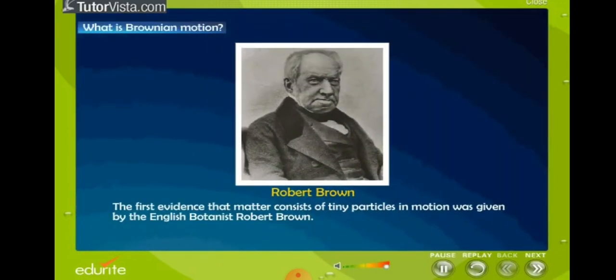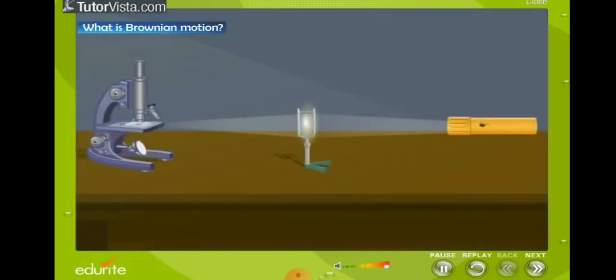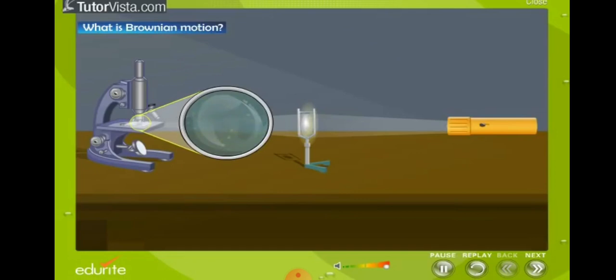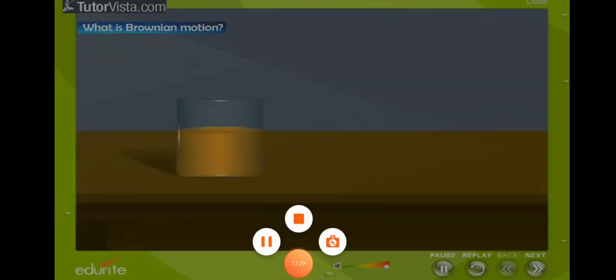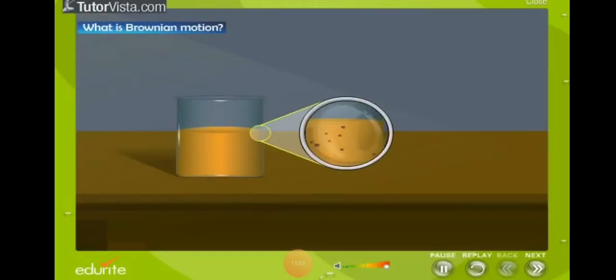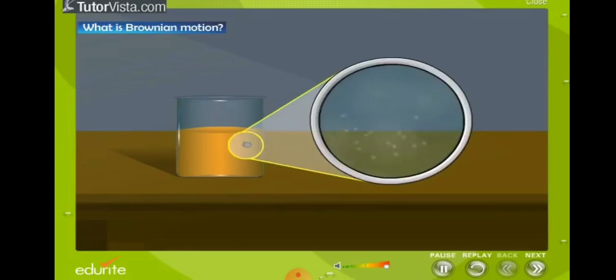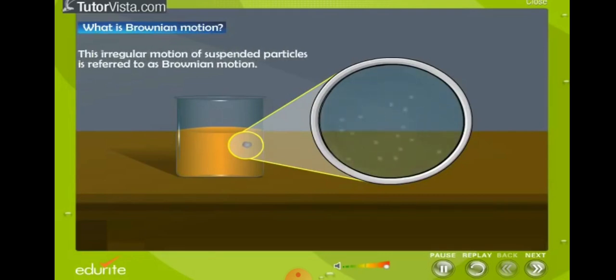Brownian motion. The first evidence that matter consists of tiny particles in motion was given by the English botanist Robert Brown. When Robert Brown was studying pollen grains suspended in a liquid using a microscope, he discovered that the pollen grains were dancing to and fro in a random manner. Similar haphazard motion can also be observed when small colloidal particles suspended in a liquid are examined under a powerful microscope. The zigzag motion is due to unequal bombardment between the suspended particles and the molecules of the surrounding medium. This irregular motion of suspended particles is referred to as Brownian motion.